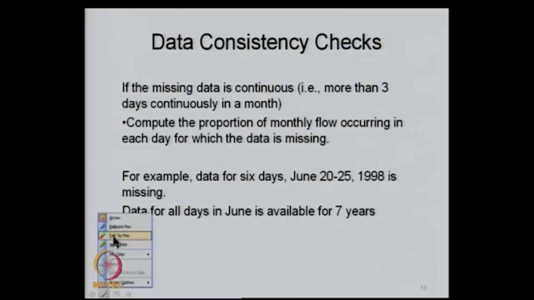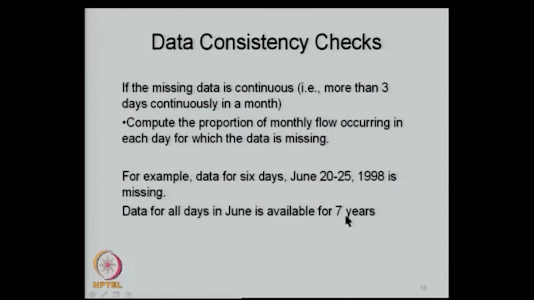Let me explain this. These are all very simple procedures, but they are extremely useful. Let us say June 20th to 25th the data is missing for a particular year. Then data for all days in June is available for 7 years, because we are talking about the case where 5 to 12 years data only is available. So, 7 years data is available, and in that a particular year June 20th to 25th is missing.